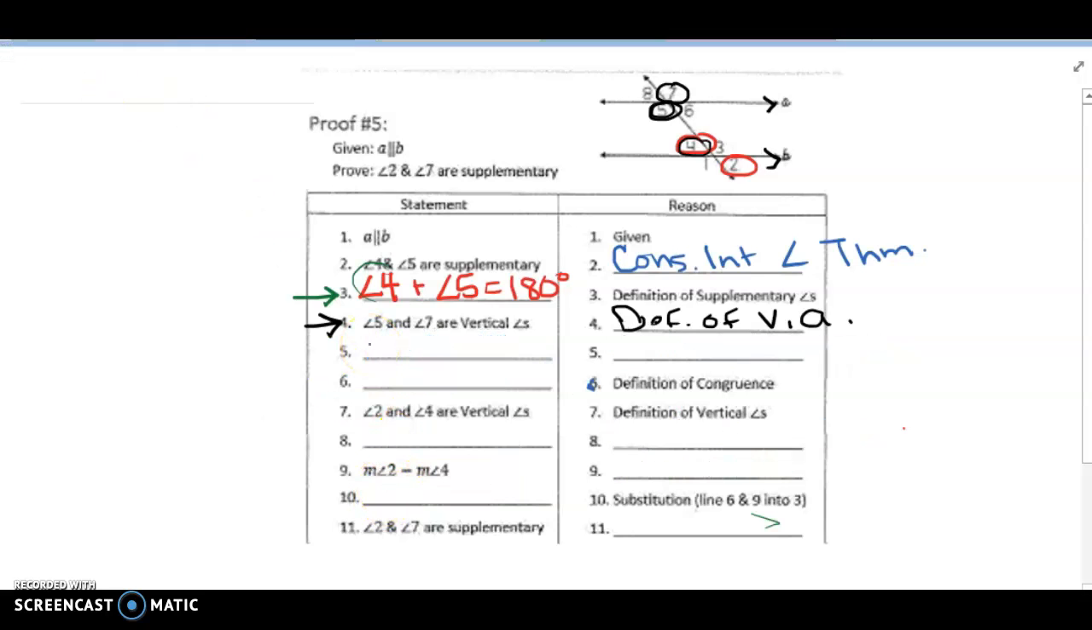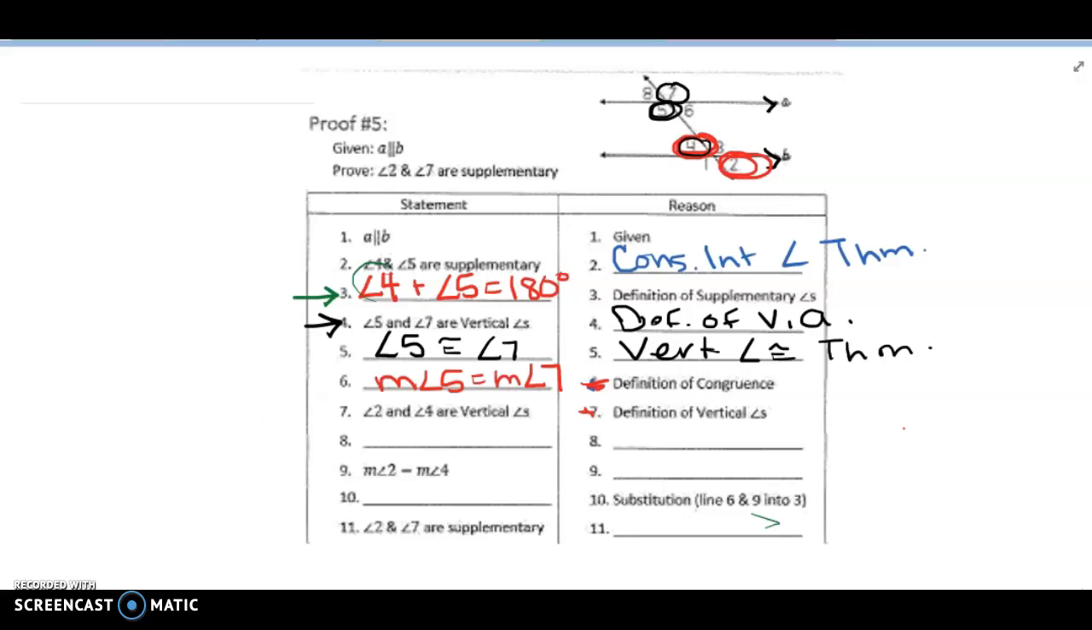All right, we should know by now that that means that angle 5 is congruent to angle 7 by the vertical angle congruence theorem. Okay, now by the definition of congruence, which is what this says here, that means that measure of angle 5 equals measure of angle 7. Okay, now I'm given that 2 and 4 are vertical angles. So 2 and 4, sure they are. And we know that by the definition of vertical angles.